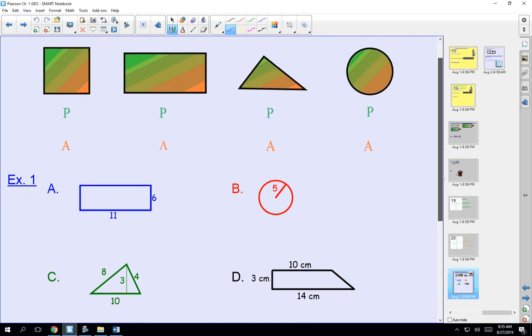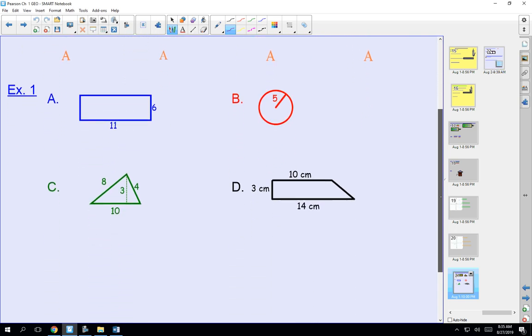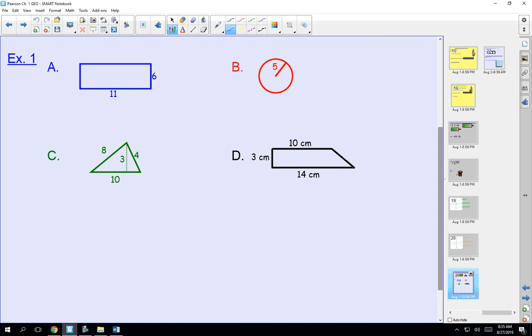Perimeter and area. You have the formulas listed right there, and I think you probably know most of those. What's nice about the area formula for a triangle is that it's just half the area formula for a rectangle. It's like if you were to take a rectangle and cut it in half along the diagonal, you'd have a triangle. So it's half of the rectangle formula.